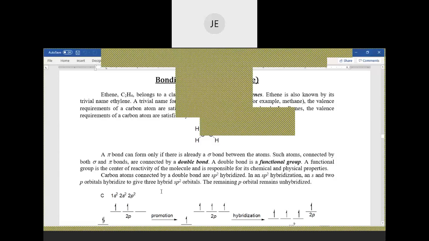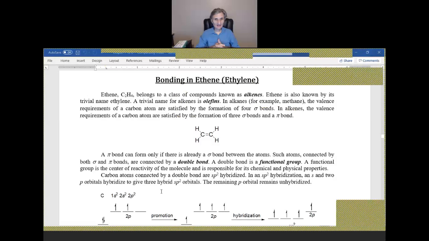So we have already examined bonding in alkanes on example of methane and ethane. Next is bonding in ethene or ethylene. That's an alkene. Alkenes have carbon-carbon double bond. And so valence requirements of carbon of 4 are satisfied by carbon making double bond with another carbon atom and, of course, 2 single bonds with hydrogen. Hydrogen can form only single bonds.